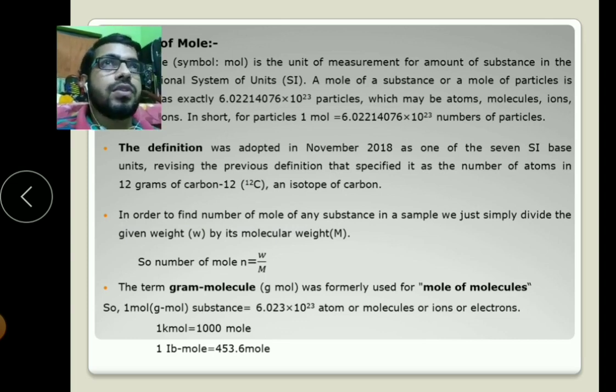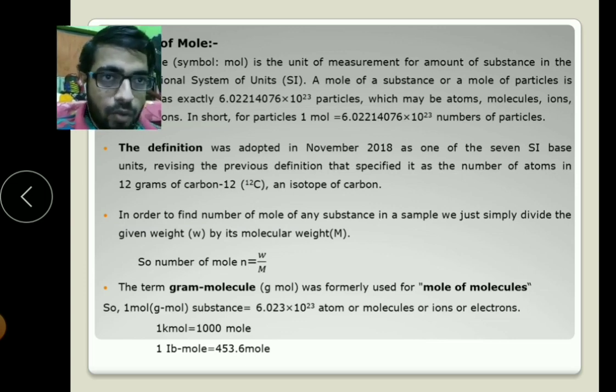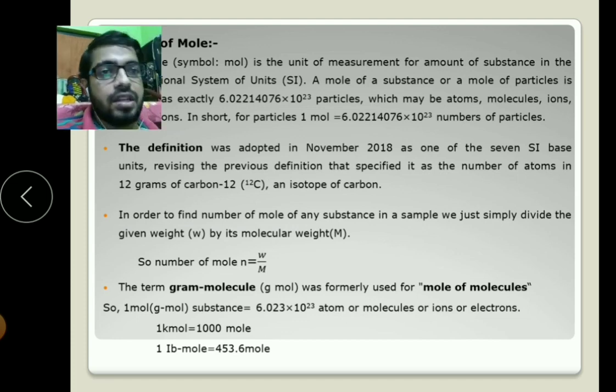Suppose we have 5 gram of carbon dioxide. The weight of the carbon dioxide is 5 gram and the molecular weight of carbon dioxide we know is 44. So moles of carbon dioxide equals 5 by 44. The terms gram mole and mole are the same. So 1 gram mole and 1 mole equal 6.023 into 10 to the power 23 atoms, molecules, ions, electrons, as I said. So 1 kilomole equals 1000 mole and 1 pound mole equals 453 mole.